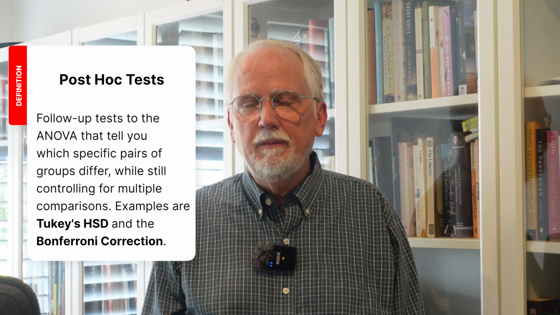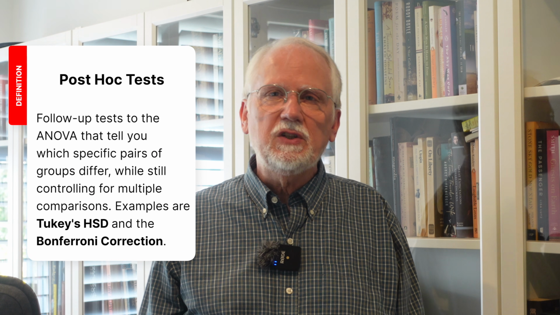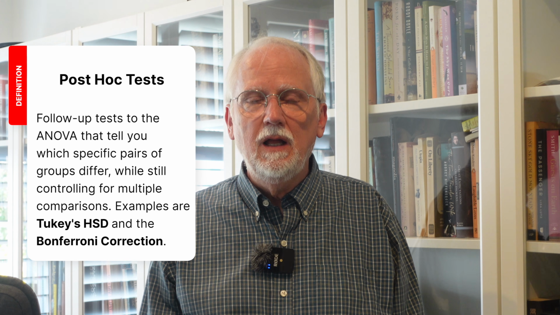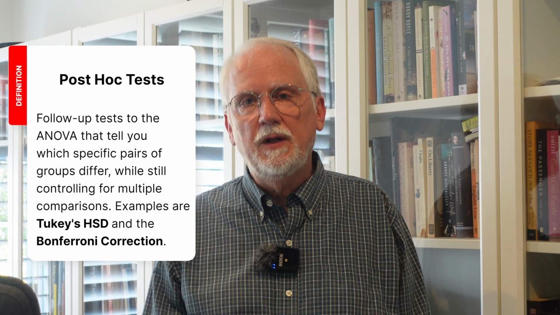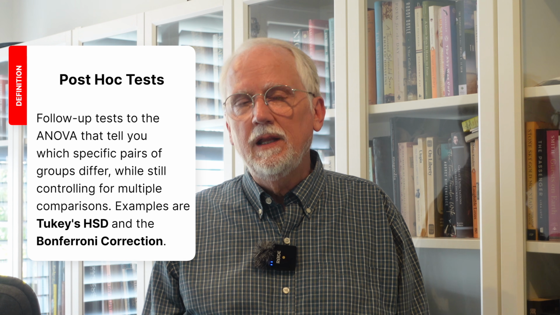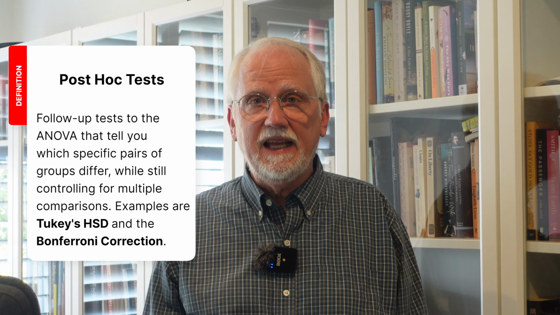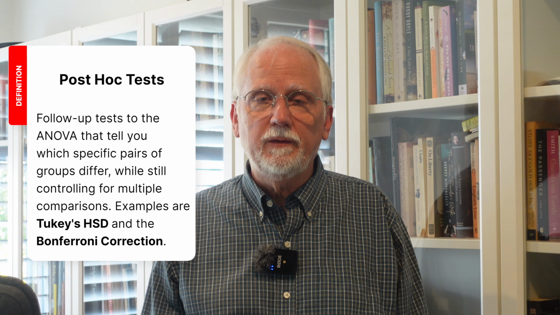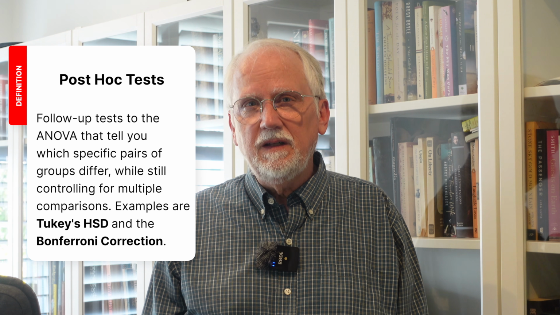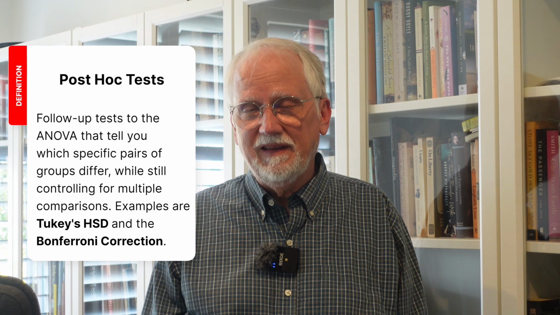And that's why we need a second step. After you get a significant ANOVA, you do what are called post-hoc tests. These are follow-up comparisons that tell you which specific pairs of groups differ while still controlling for multiple comparisons. The most common are Tukey's HSD and the Bonferroni correction. Tukey's is generally preferred because it's less conservative and gives better power.